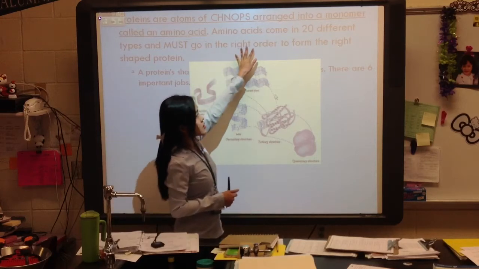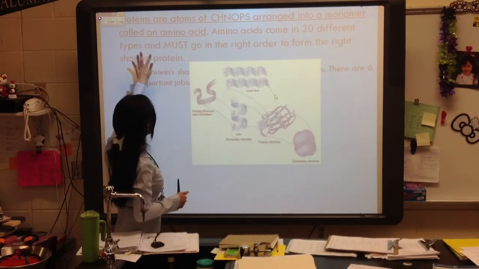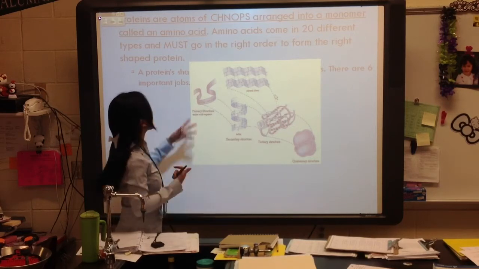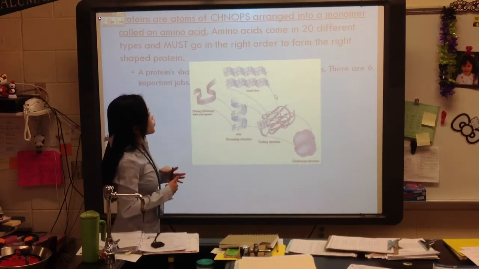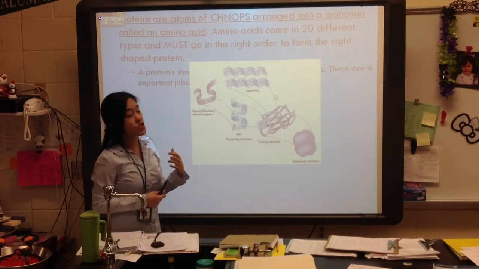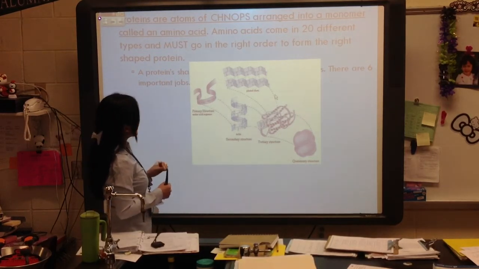Amino acids come in 20 different types. You don't need to know the names of the 20 different types. You just need to know that there's lots of them. And they must go into the right order to form the right shaped protein. For proteins, shape is very, very important.